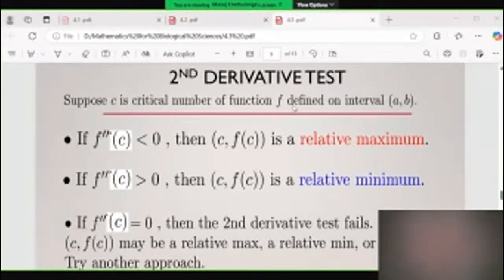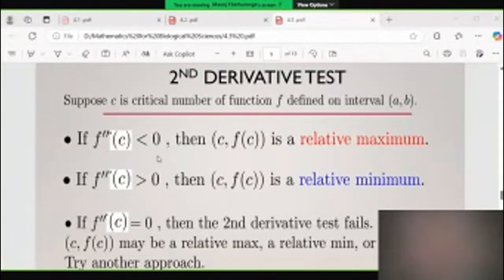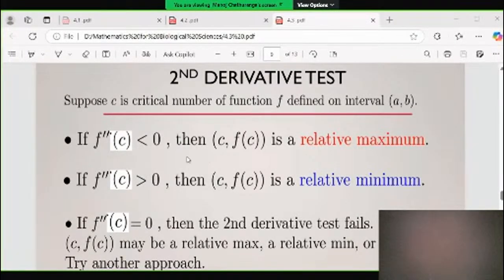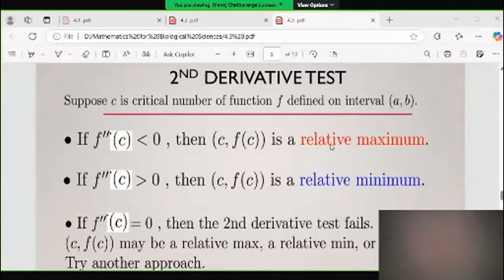Suppose c is a critical number and the second derivative is negative at that point. A negative second derivative means the graph is concave down, the function is looking downward. So you must be at a relative maximum. It must be a peak point of the graph. Imagine it. You should have a really good mental picture for this. If the second derivative is negative at a critical point, then that critical point is a relative maximum.